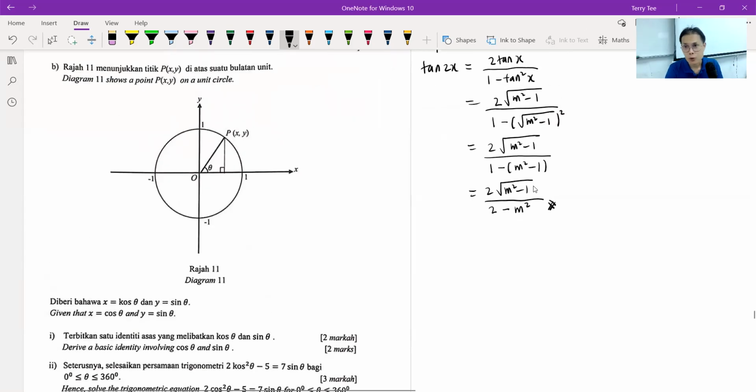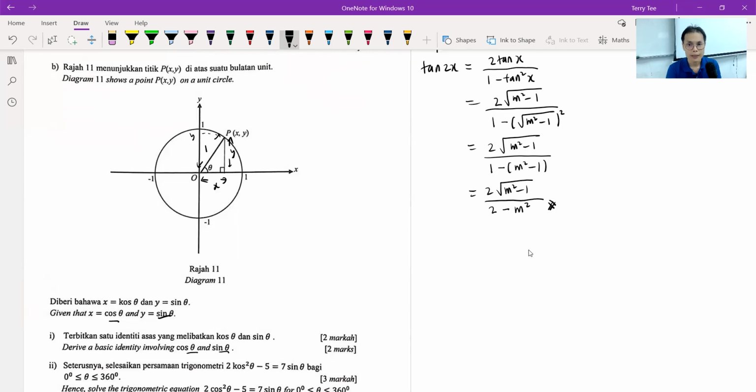You're given a unit circle. P is on the unit circle. You're given x is cos theta, y is sine theta. We're supposed to derive a basic identity involving cos and sine. This is fairly simple because if I take this x, move it down, the length from here to here is x. Since it's a unit circle, this is 1. And your y value is y, your y represents the height here.